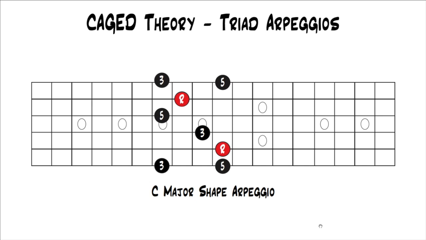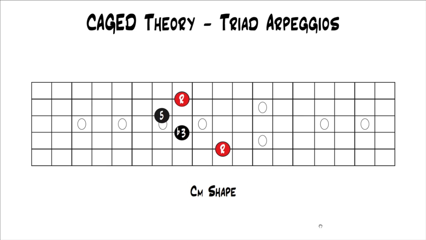So now you're able to visualize the C major CAGED chord shape and see a full arpeggio from the 6th string down towards the 4th to the 1st string that fits around it. And we can do the same thing with minor. So here's a C minor shape CAGED chord.